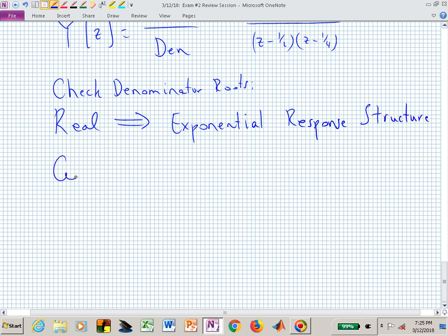And if it's complex, now we have some oscillation present. And if it's inside the unit circle with a causal behavior, then it's exponentially damped.